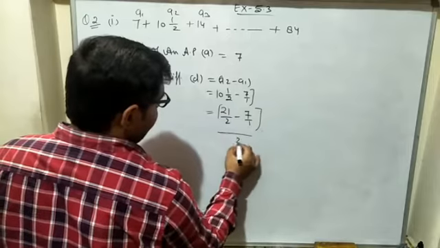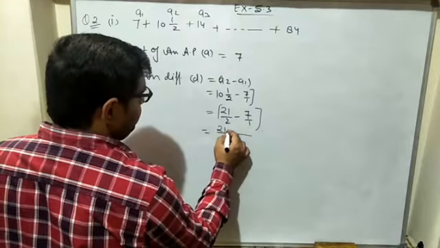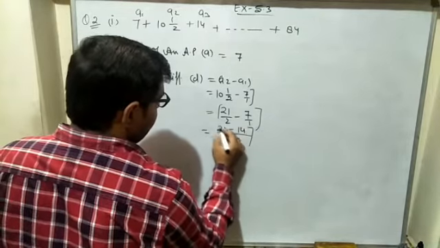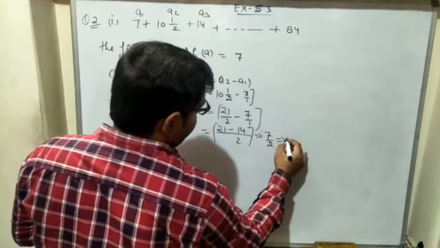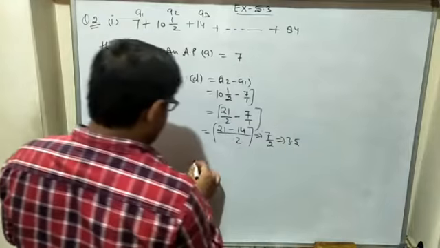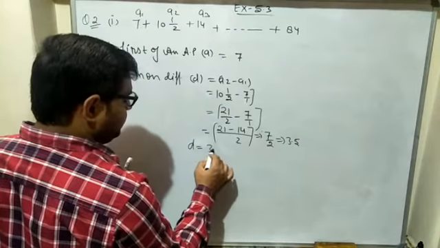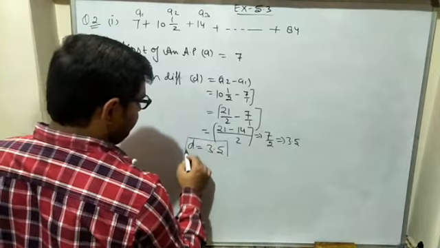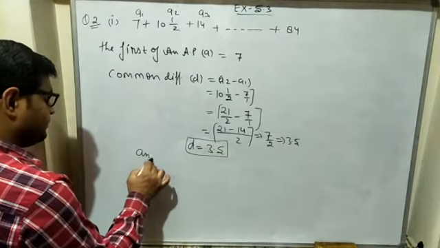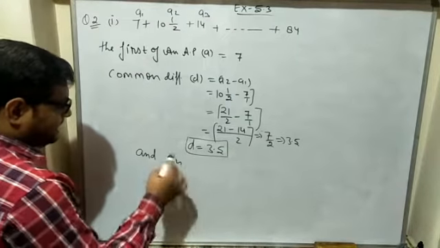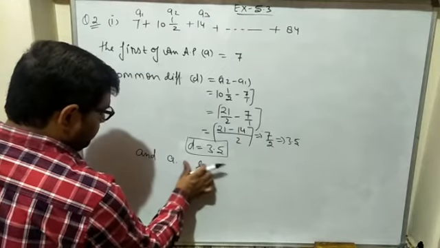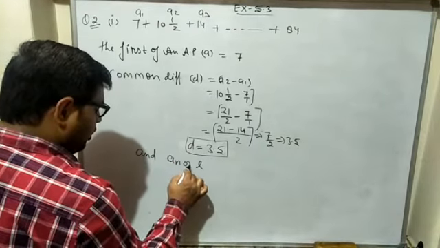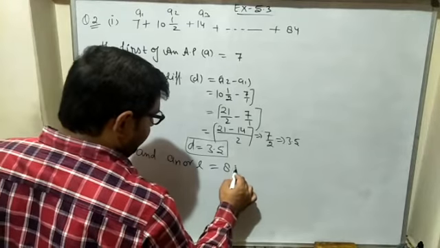Okay, after taking the LCM, what can we write down? 21 minus 14, that will be 7 upon 2, or we can write 3.5. So we get the value of d equal to 3.5, and the last term, or we can say l, an or l, that is given as 84.